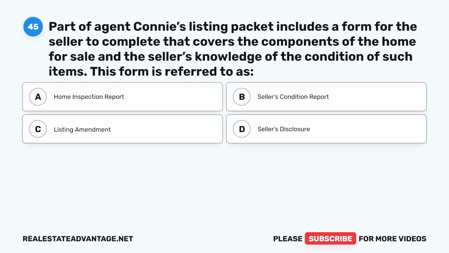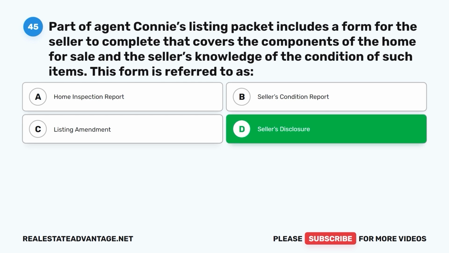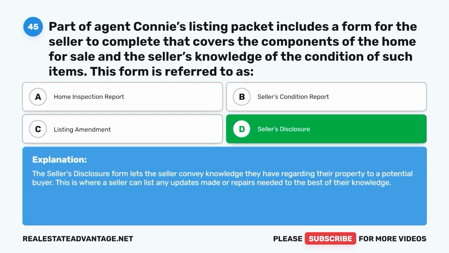Question 45. Part of Agent Connie's listing packet includes a form for the seller to complete that covers the components of the home for sale and the seller's knowledge of the condition of such items. This form is referred to as: A. Home inspection report, B. Seller's condition report, C. Listing amendment, D. Seller's disclosure. The correct answer is D. Seller's disclosure. The seller's disclosure form lets the seller convey knowledge they have regarding their property to a potential buyer. This is where a seller can list any updates made or repairs needed to the best of their knowledge.